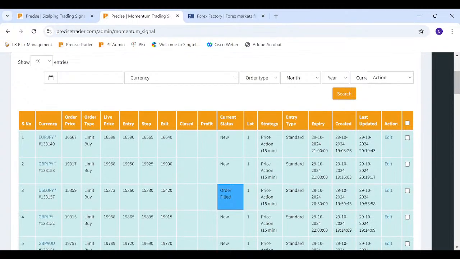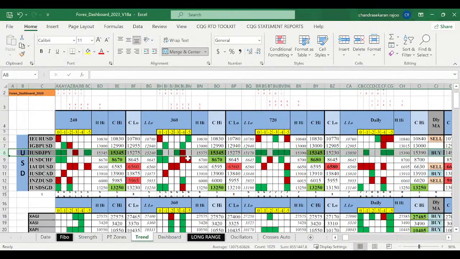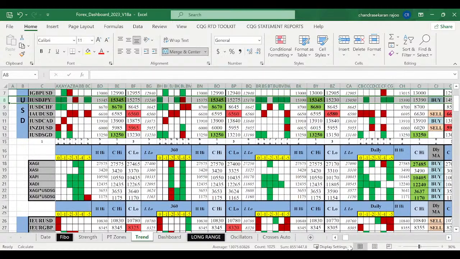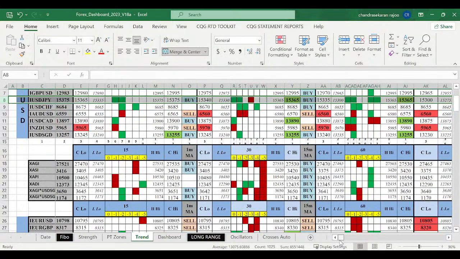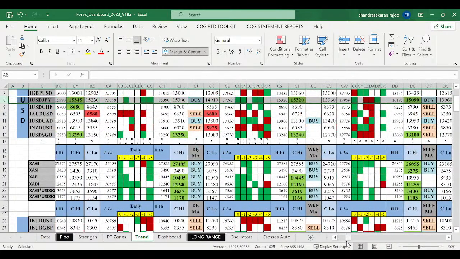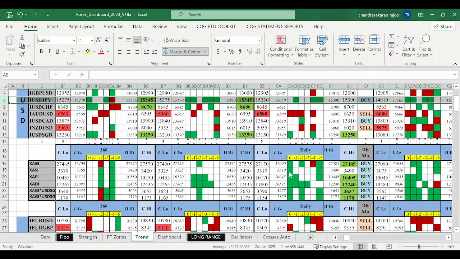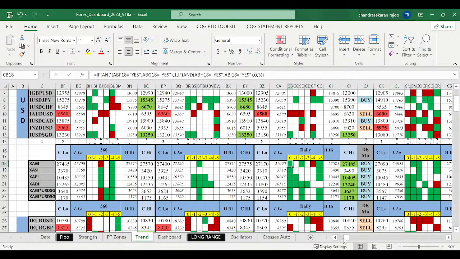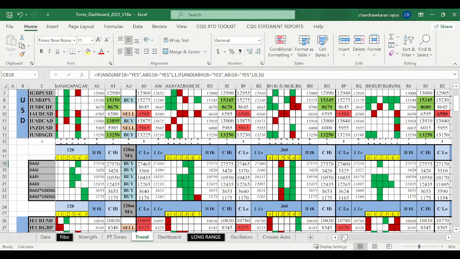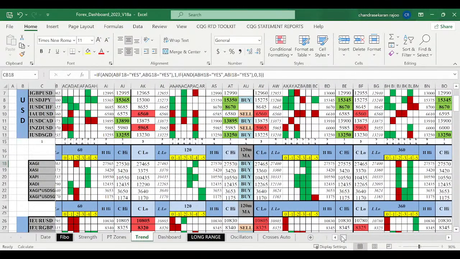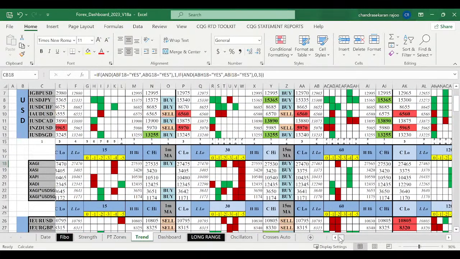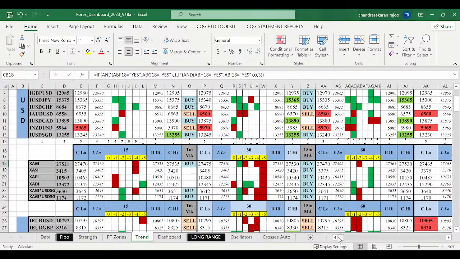Then let's look at gold. Gold is 2752. The trend control is daily up, and your lower time frame is 360 flat, 240 flat, 120 flat, 60 flat, and so on and so forth.